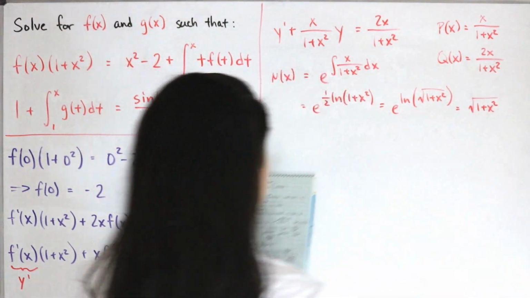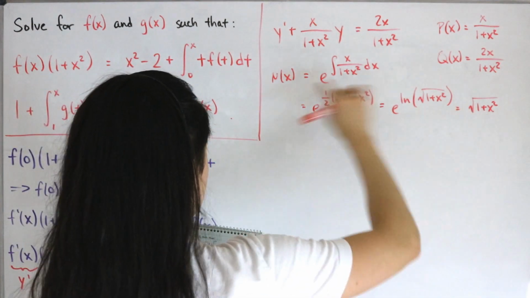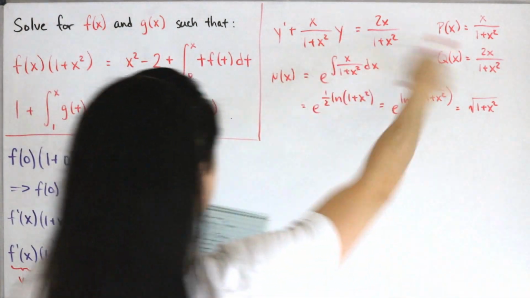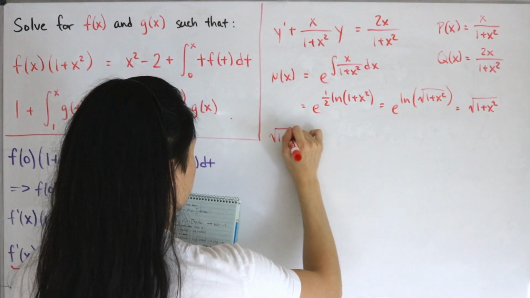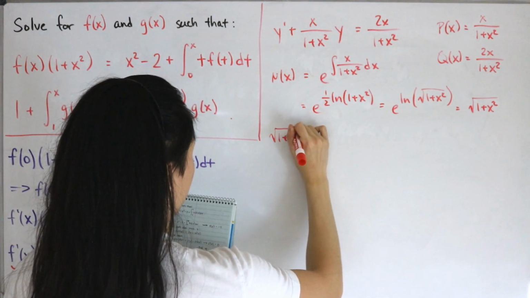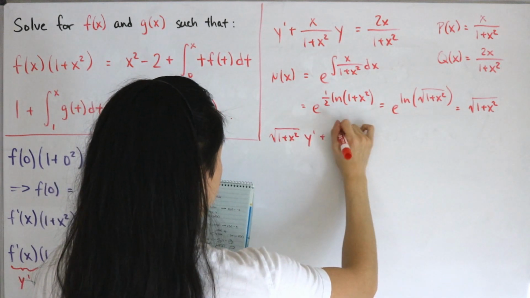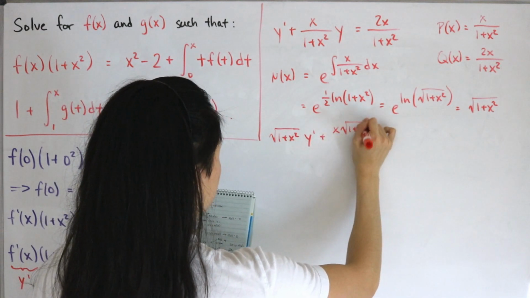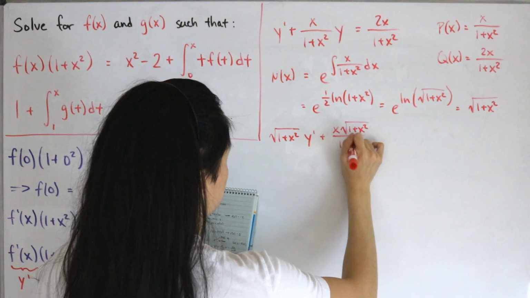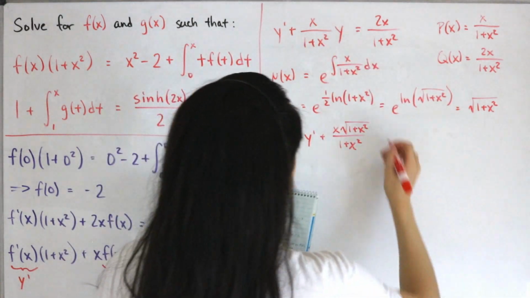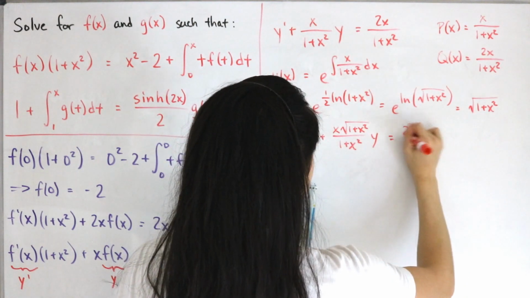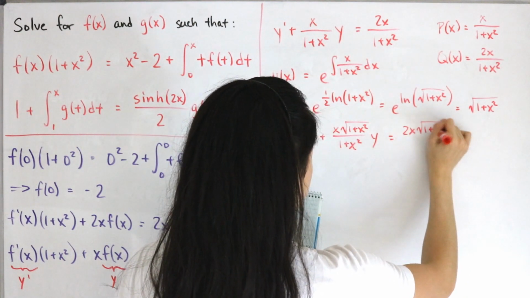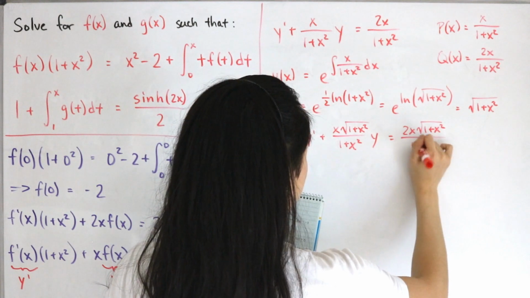Okay, so now we have to multiply our integrating factor mu of x into this entire equation from both sides. So I have the square root of 1 plus x squared times y prime, and add this with x times the square root of 1 plus x squared, then divided by 1 plus x squared. That can be simplified, but we don't have to worry about that, honestly, because the next step is afterwards, so 2x times the square root of 1 plus x squared, then divided by 1 plus x squared.